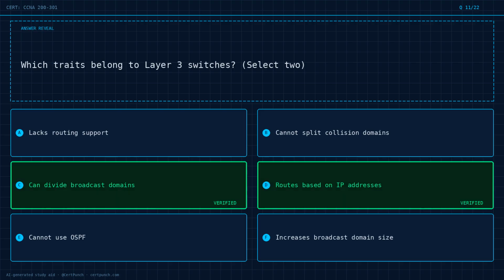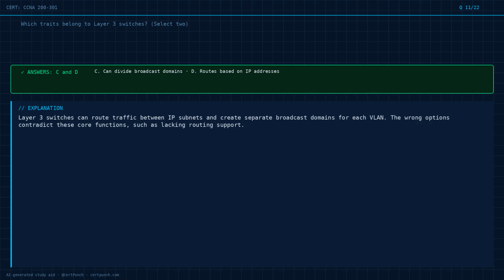The correct answers are options C and D. Exam logic. Layer 3 switches can route traffic between IP subnets and create separate broadcast domains for each VLAN. The wrong options contradict these core functions, such as lacking routing support.